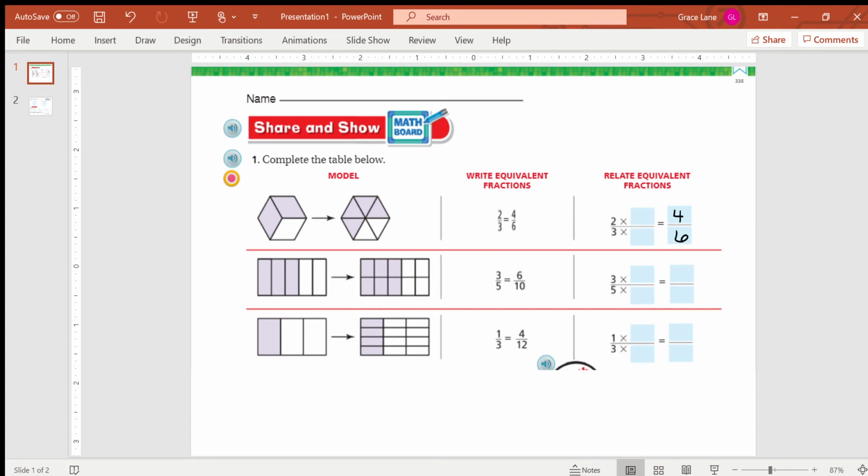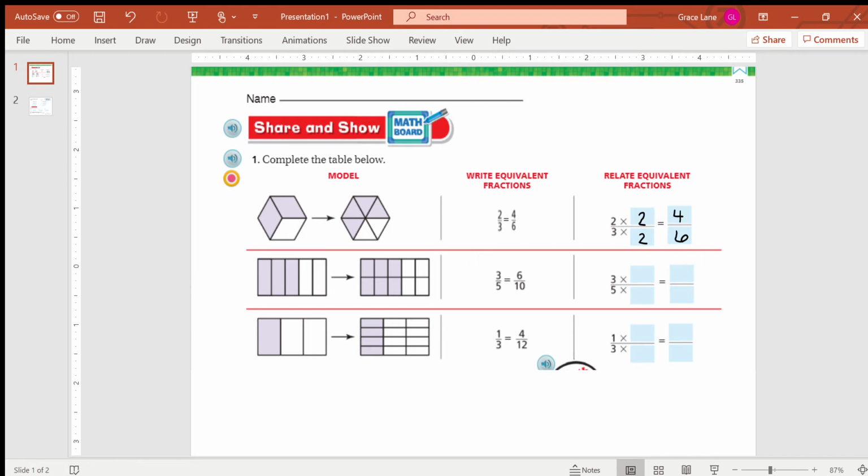Think about what we did last, I don't know when that was, earlier this week probably, and how we decided if fractions were equivalent to each other. We were multiplying or sometimes dividing by a factor. So to get from 2 to 4, we did times 2. 2 times 2 is 4. On the bottom, 3 times 2 is 6. Remember, we had to choose the same factor to get the equivalent fraction. So these two are related to each other because we're multiplying by a factor of 2.